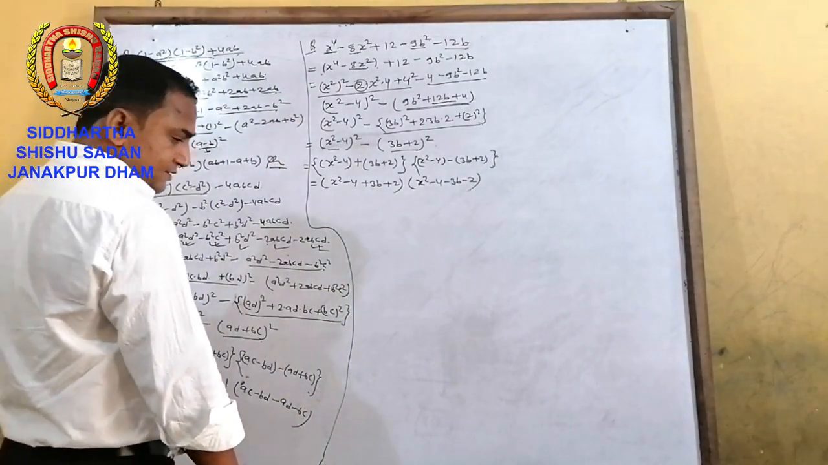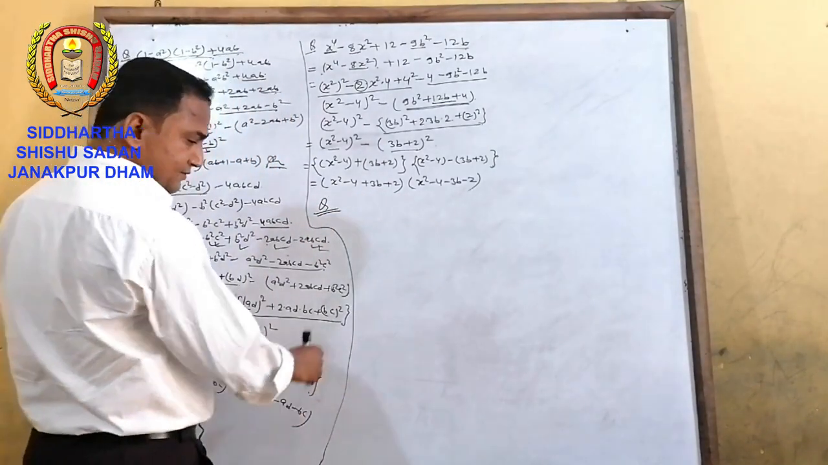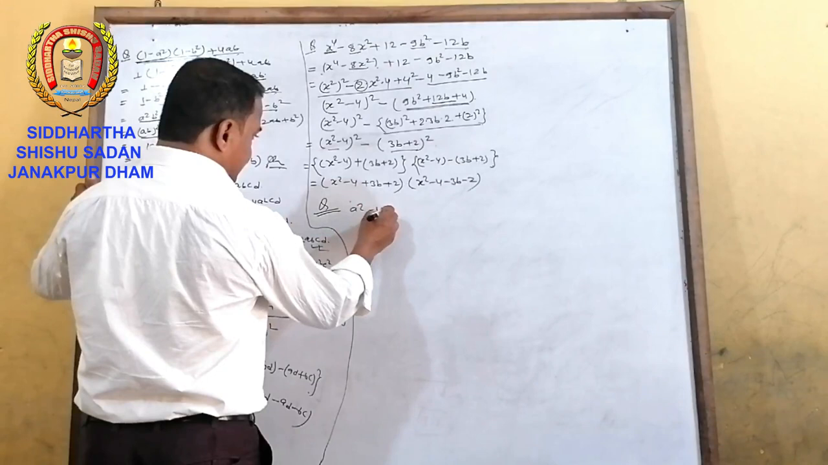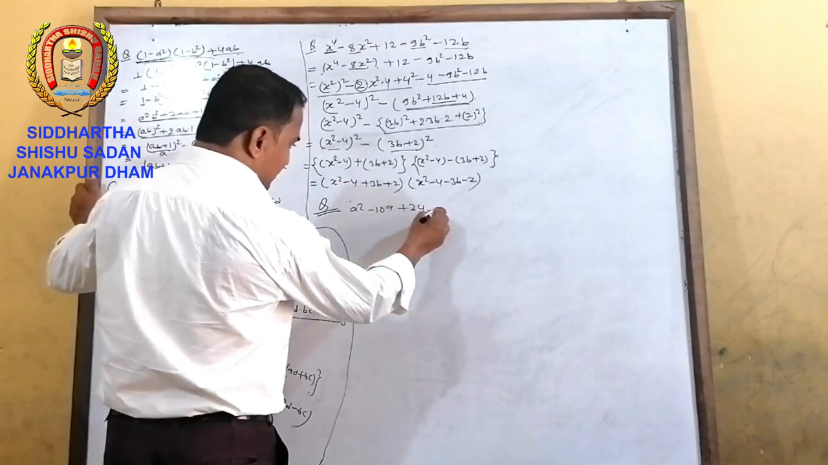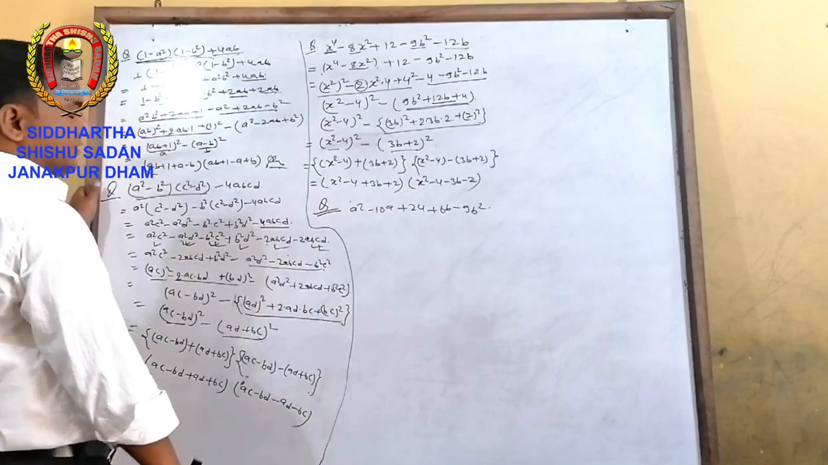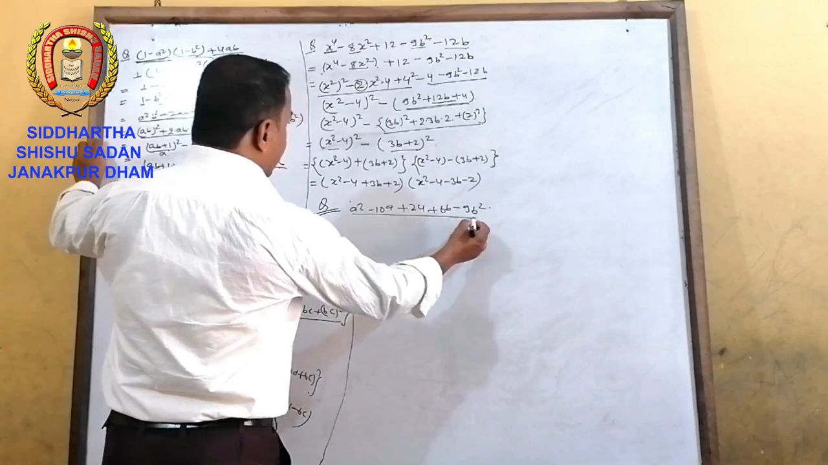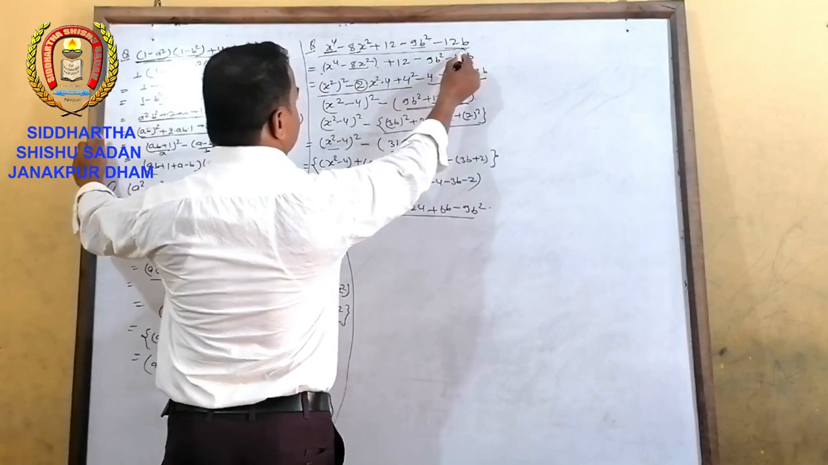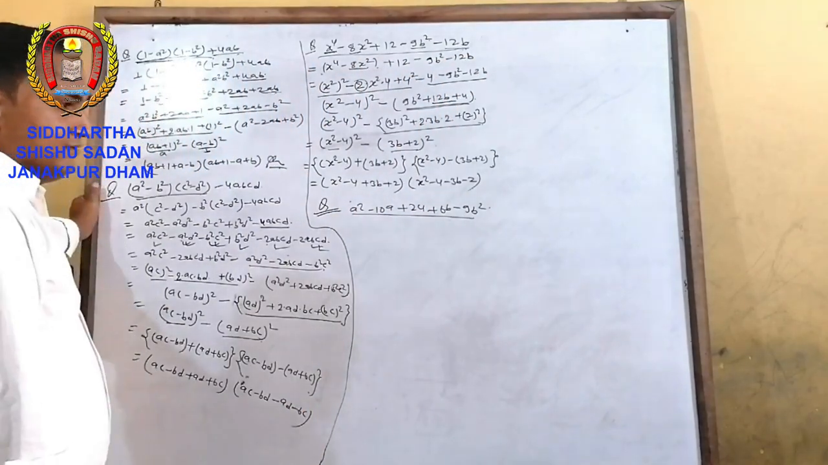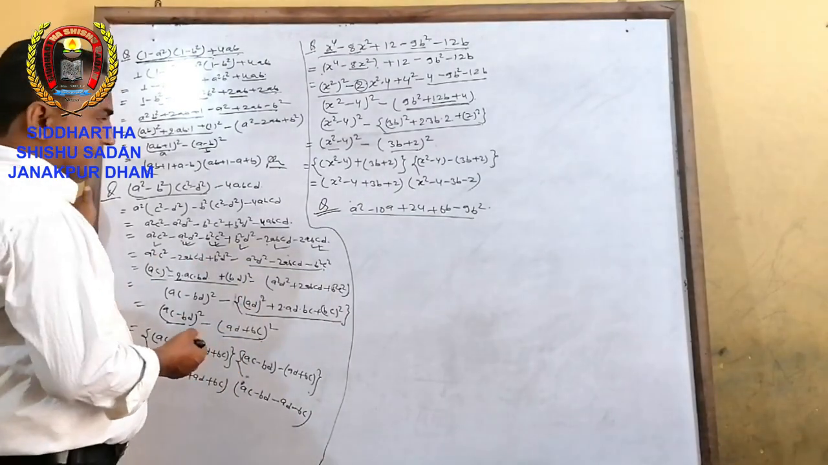Such type of question is here again, to clear the concept: a square minus 10a plus 24 plus 6b minus 9b square. How can we do this? Look here. This question and the previous question are both similar. We are doing this just to get a clearer concept.